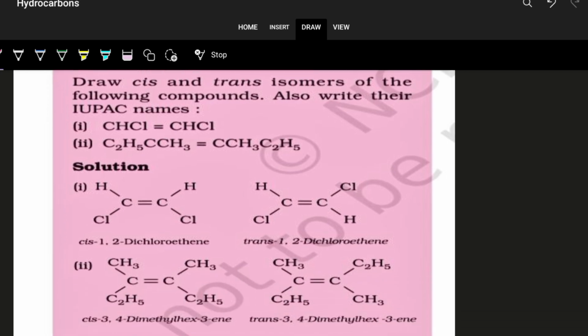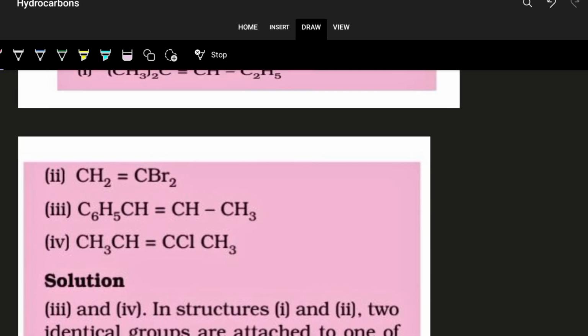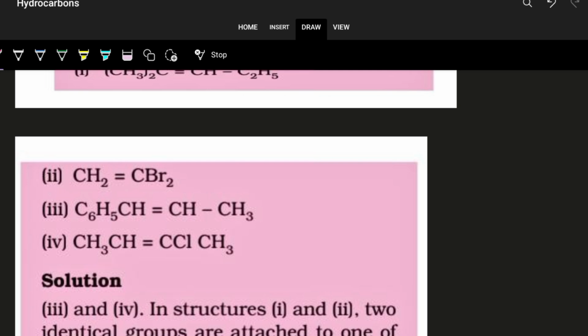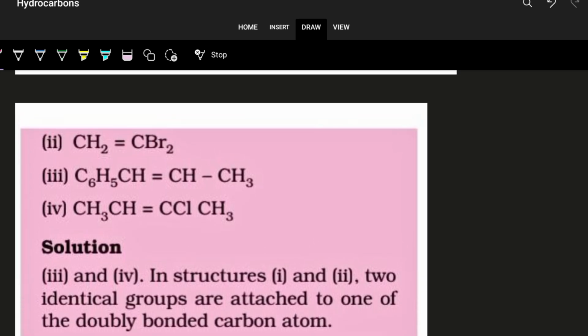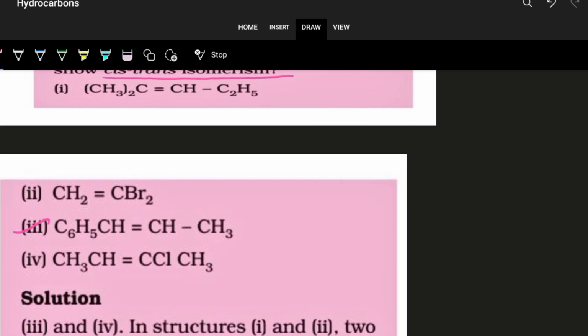Draw the cis-trans isomers of the following. Here we can see it is again AB type, and you can draw the cis-trans isomer. Here again it is A and B type, so you can form the cis-trans isomers. So you may be given an MCQ where you have to search which of the following exist as cis and trans. So you have to see whether identical bonds are present or not. Which of the following compounds will show cis-trans isomerism? See, the answer is 3 and 4.